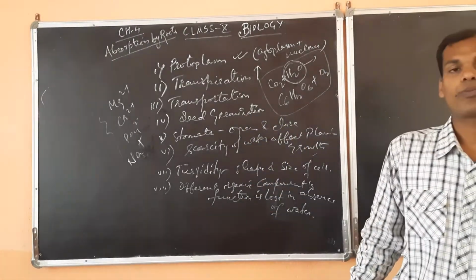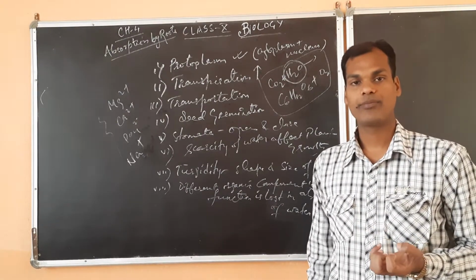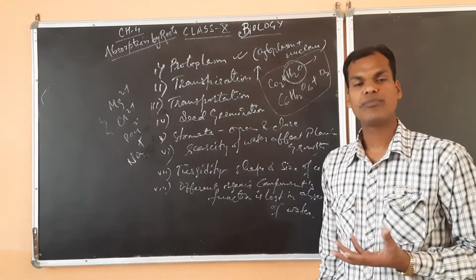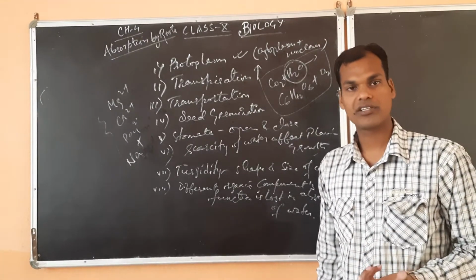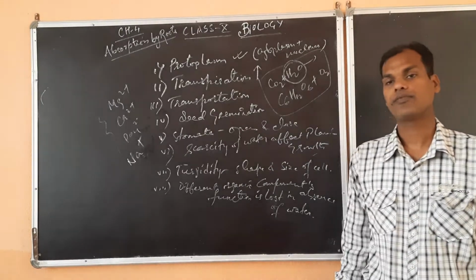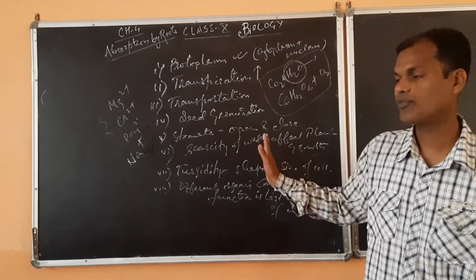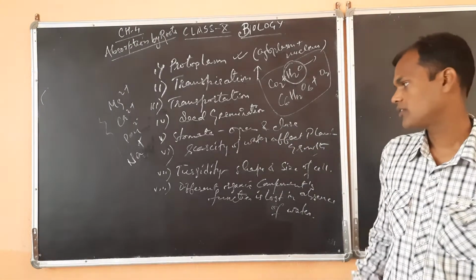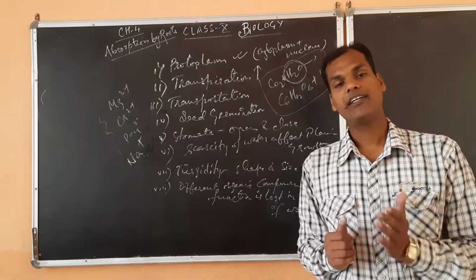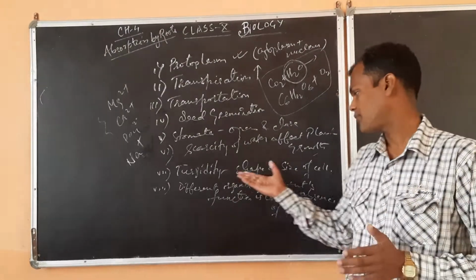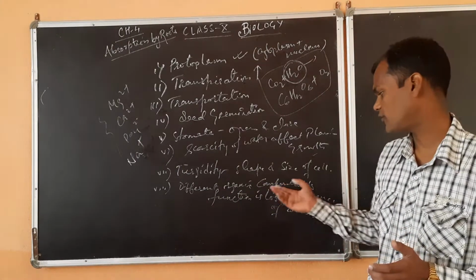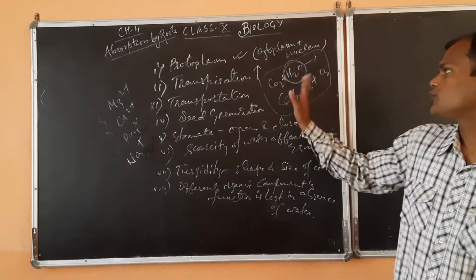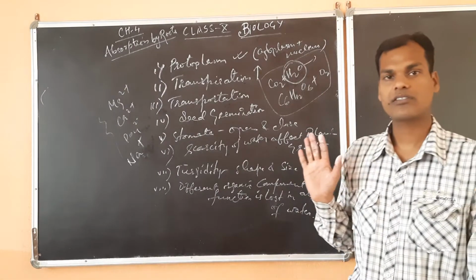Then you can see the stomata, the opening and closing of stomata, they are guided by the presence of water, turgidity or flaccidity of the guard cells. So turgidity means when it will absorb more water, that becomes turgid, and when less water is there, it becomes flaccid. Okay, so stomata will open and close due to water content. Scarcity of water affects the plant growth. Then turgidity is maintained by water, that gives shape and size to the cell. Then different organic component function is lost in absence of water.